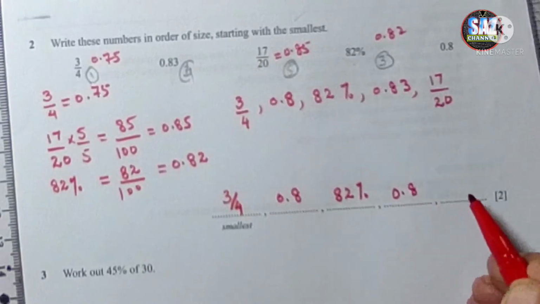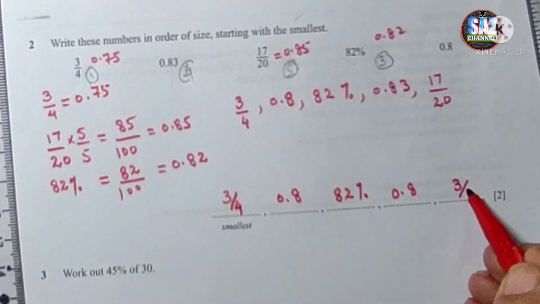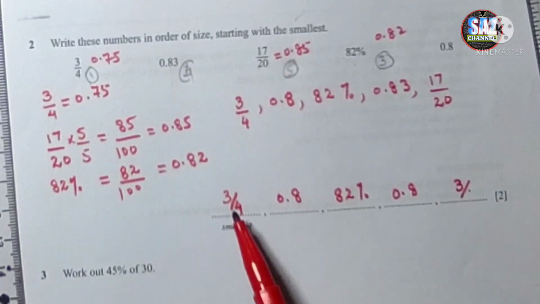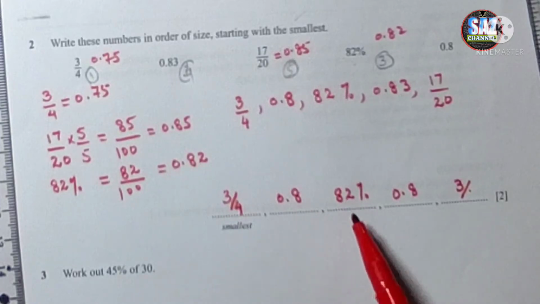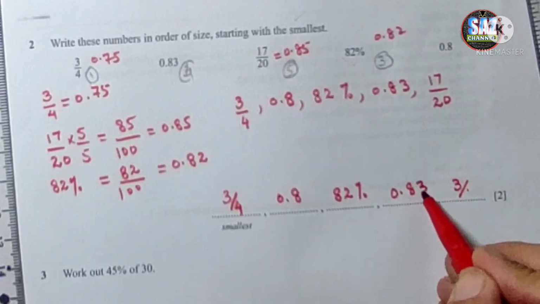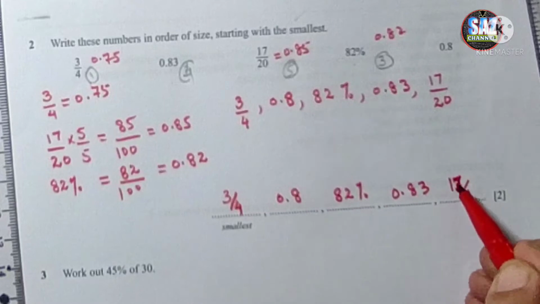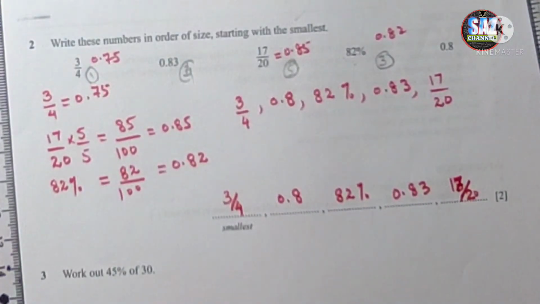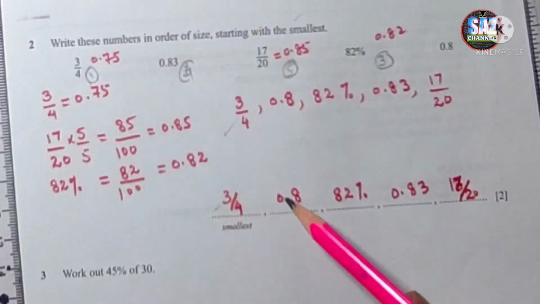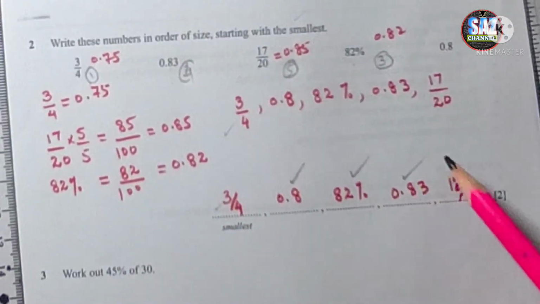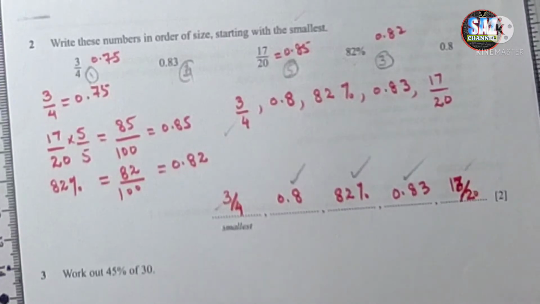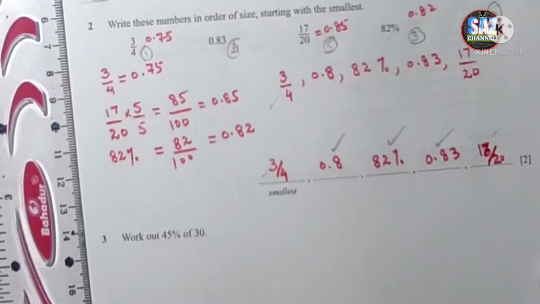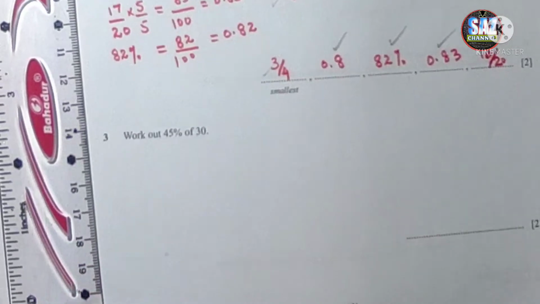0.8, and 3 by 4, sorry. 3 by 4, 0.8, 82%, 0.83, and 17 by 20. And let me reassure this: 3 by 4, 0.8, 82%, 0.83, and 17 by 20. Okay, moving to the next question.